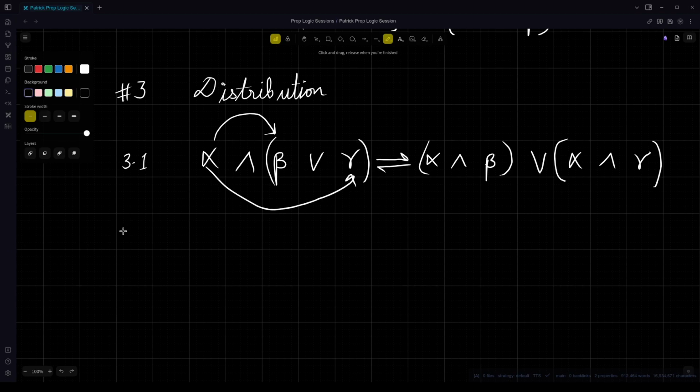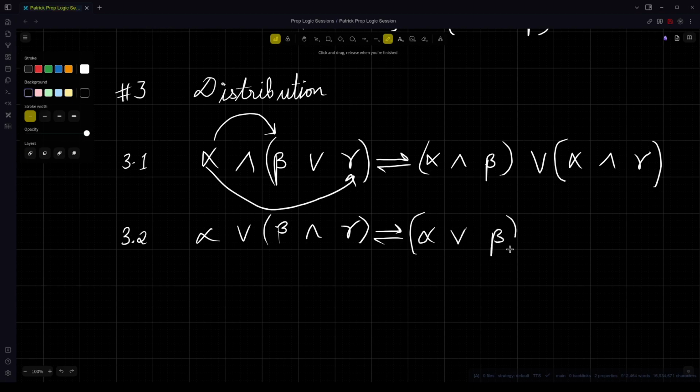Makes sense. So let's do 3.2. Can you guess what 3.2 is going to be just based on this? I'll guess that it's alpha disjunction and then beta or and gamma. And what's going to be the replacement? It will be alpha or beta, close brackets, and alpha or gamma. Exactly. That's distribution basically.